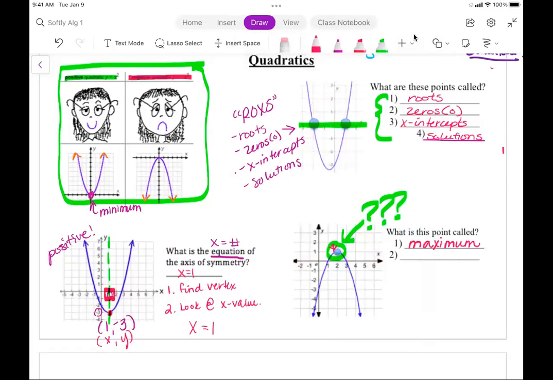And then another word for this would also be the vertex. So it's either the maximum or minimum, and it's also going to be the vertex. The vertex of this one would be, I'm at 2, 1. If they asked you what the axis of symmetry would be, that would equal x equals, well, let's look. I'm at 2. So x equals 2 would be the axis of symmetry. So those are your quadratics.